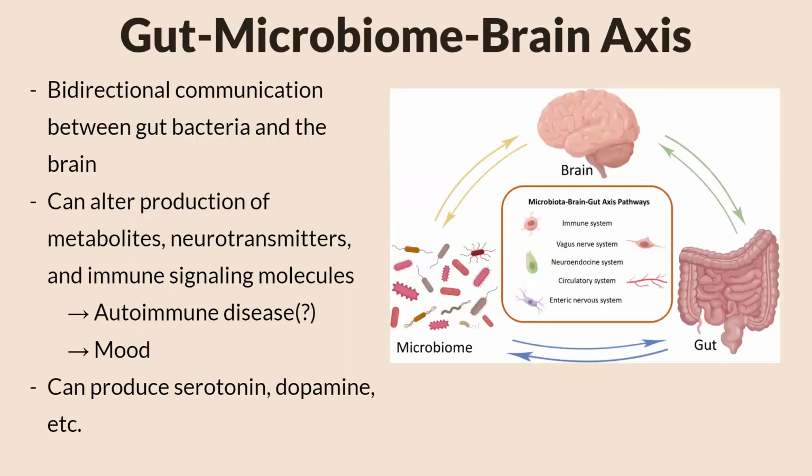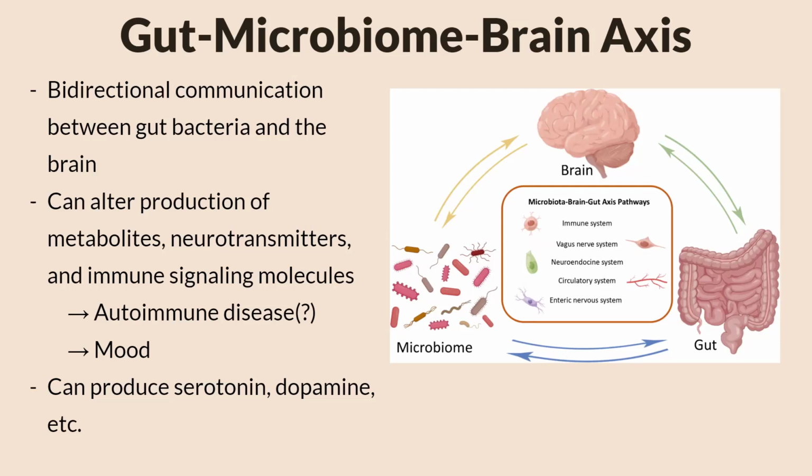It's a reference. So another important part of the microbiome papers is the gut microbiome brain axis, right? This is a bidirectional communication between the gut bacteria and the brain. That little phone call picture is what this is referencing. So this is super important because it can alter the production of metabolites, neurotransmitters, and immune signaling molecules, which can potentially, very new research, but there are results coming out, result in autoimmune diseases like MS, ALS, any of the ones we talked about in the NDDs paper too. But it can also affect your mood, which is super interesting, right?